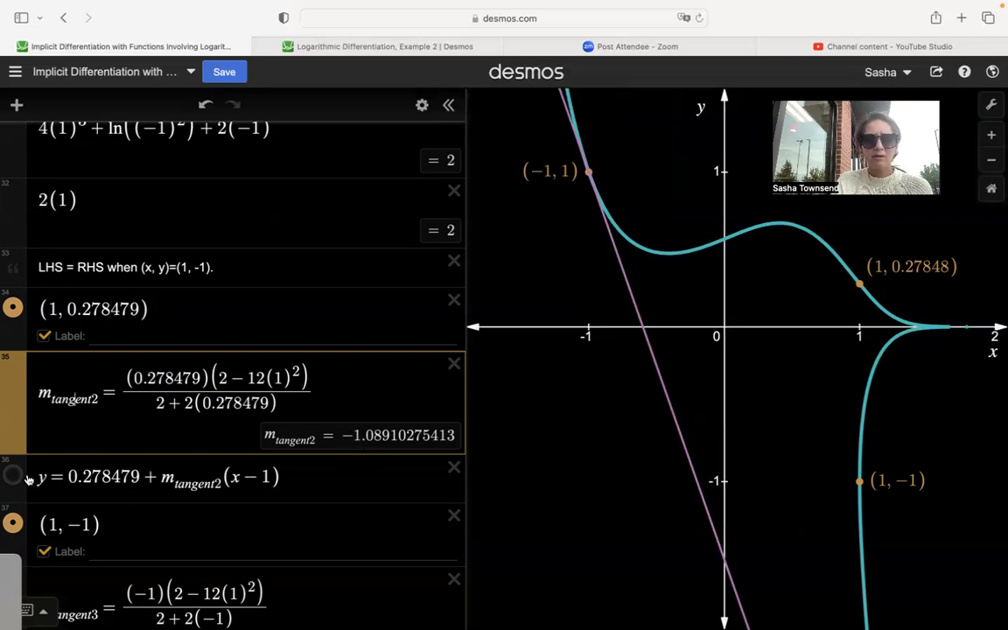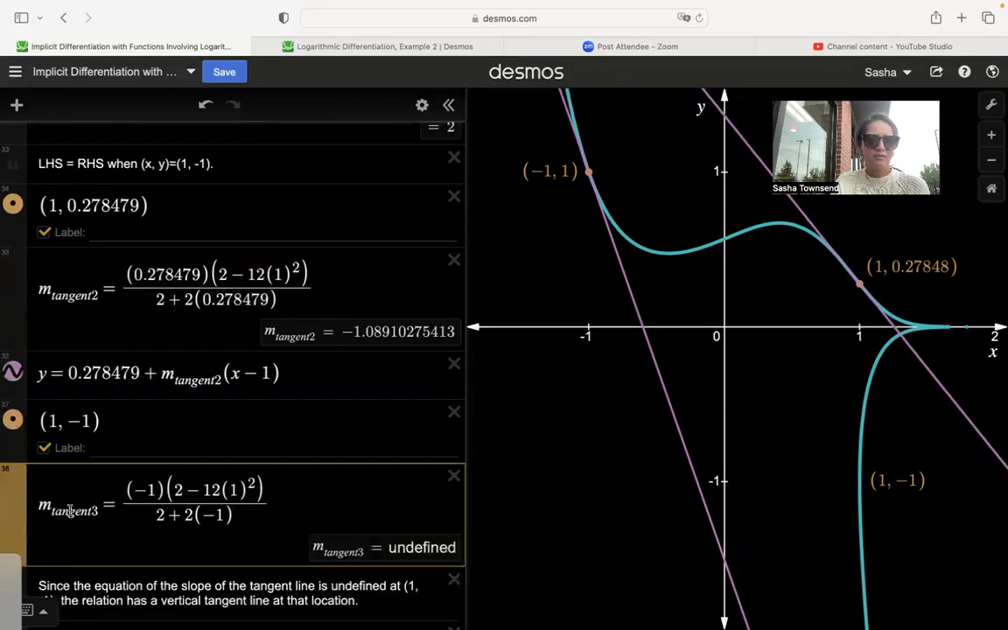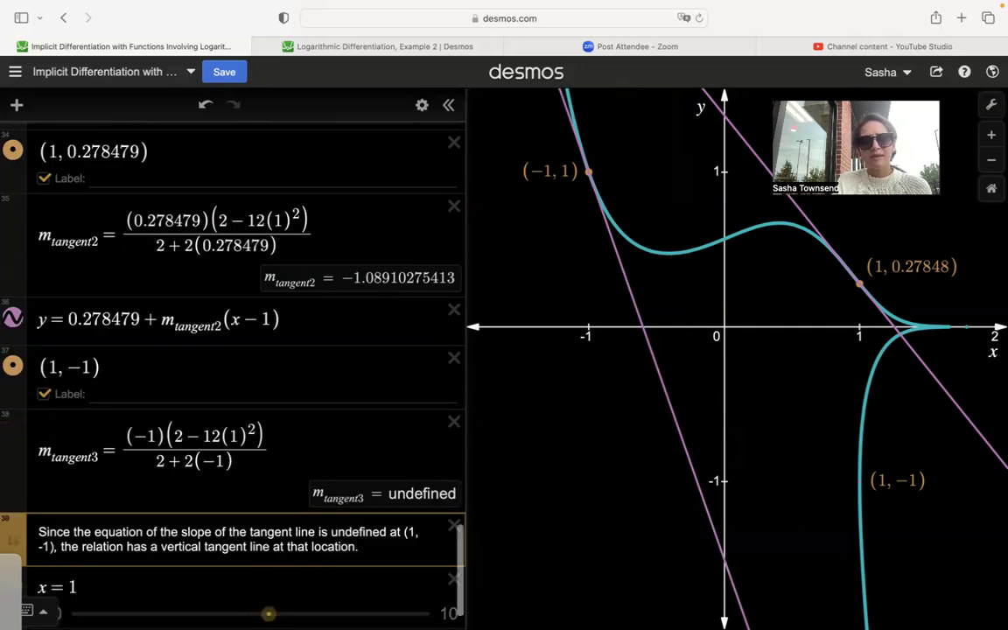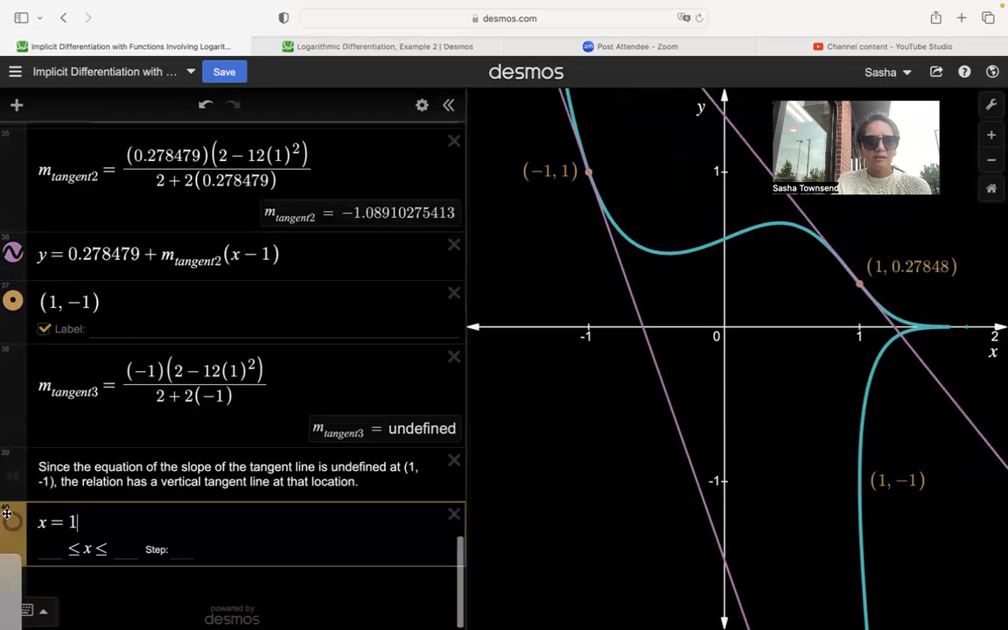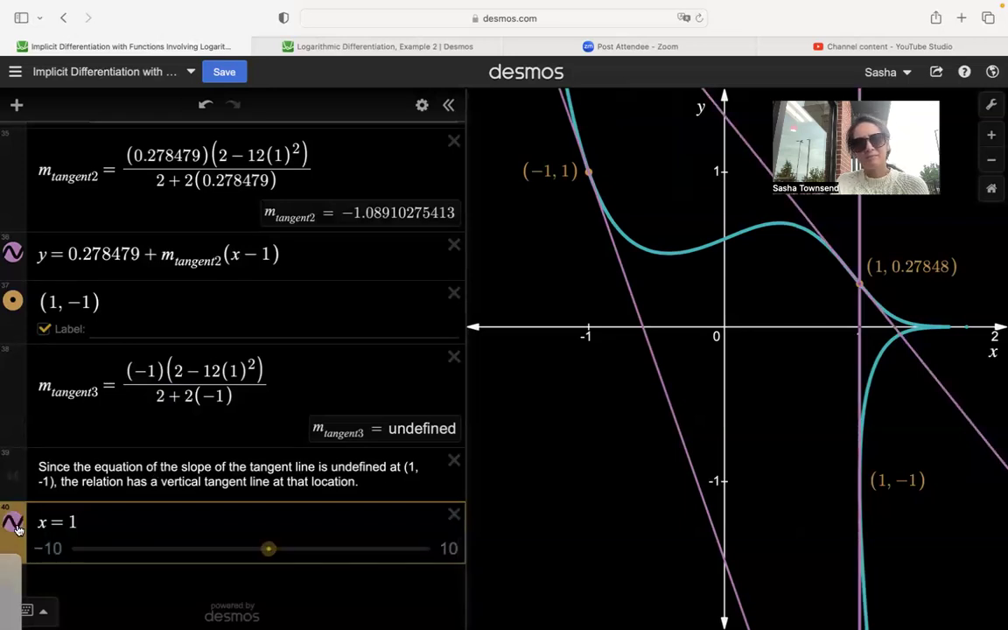And then our tangent line has this equation: y equals the y value of that point that we estimated, plus the slope of the tangent times x minus the x coordinate of that point. So we have that line there. We see that's tangent to the original curve for the relation. So that looks good. And then we can evaluate that equation for the slope at x equals 1, y equals -1 as well, and we see that the slope is undefined. If that slope is undefined, that means the relation has a vertical tangent line. So that's the tangent line.